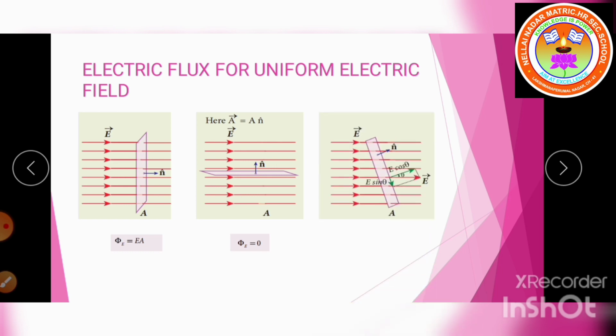So, first case, listen children, if I place it perpendicular, I get the formula phi is equal to EA. Now, I am placing it parallel, I will get the formula phi is equal to 0.